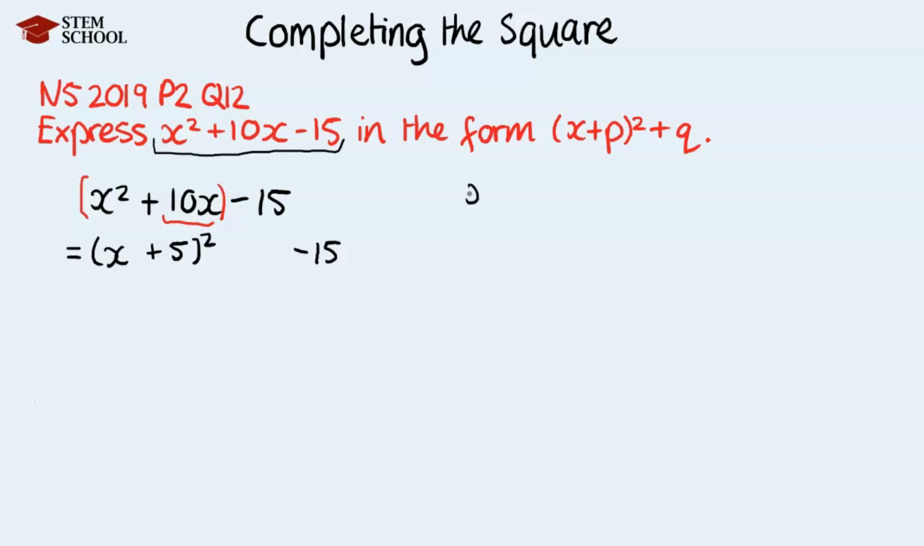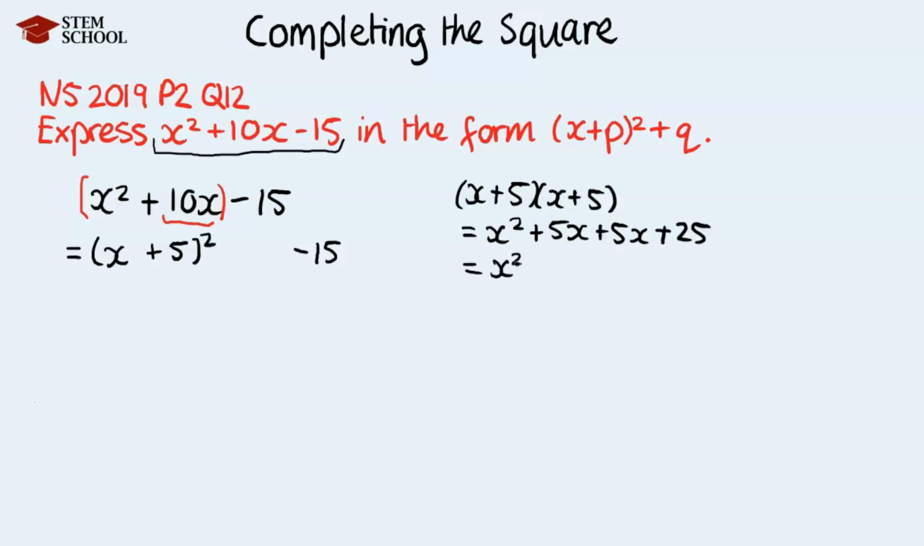So just for a bit of clarity, if we had x plus 5 multiplied by x plus 5, we're going to use the FOIL method to multiply out the double brackets. We have x squared plus 5x plus 5x plus 25, okay? And then we can tidy it up, so it'll be x squared plus 10x plus 25.